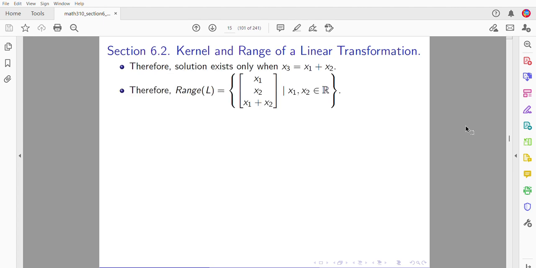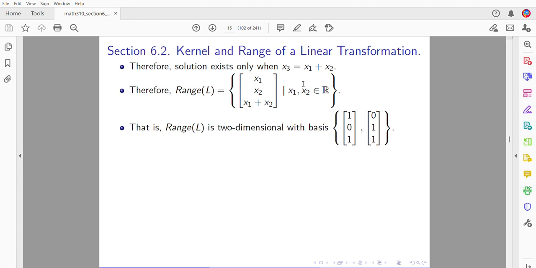So the range of L, that is, you can solve for vectors where x3 is x1 plus x2. Look at this. x1 and x2 can be any real number, and x3 is x1 plus x2. So you can see from here itself, you are going to have two dimensions, one in x1 direction, another in x2 direction. When x1 is 1, x2 is 0, you get 1, 0, 1. The other one, when x1 is 0, x2 is 1: 0, 1, 1. Alright. Range is two-dimensional with this given basis.